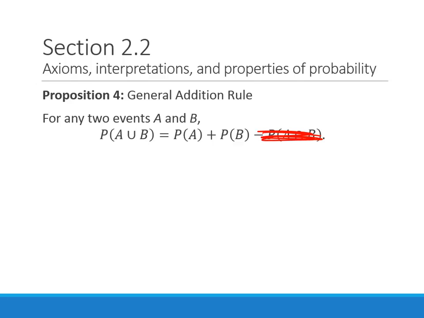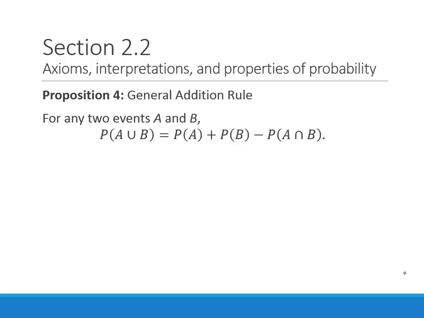That would be true if A and B are disjoint, right? That's what we've been doing for the last few propositions. But now if they're not disjoint, we still have a rule for figuring out what their union is. So we can just subtract off what their intersection is.